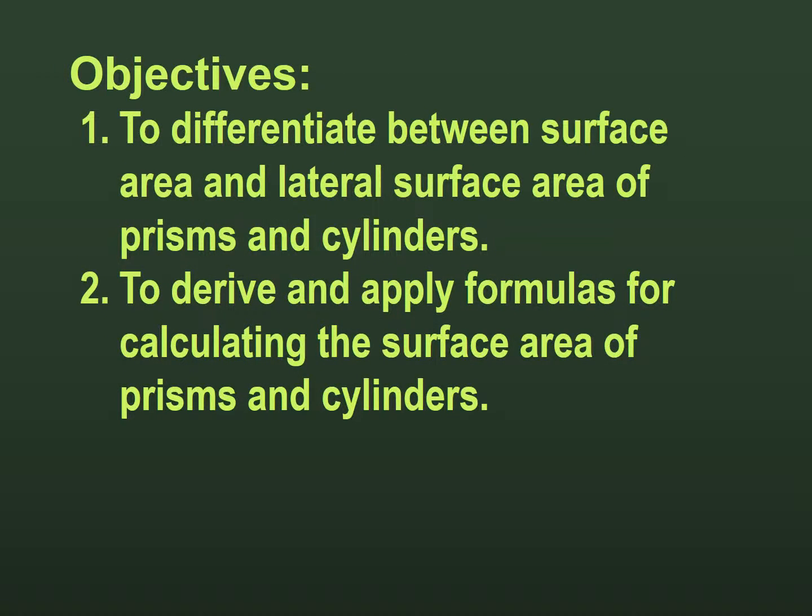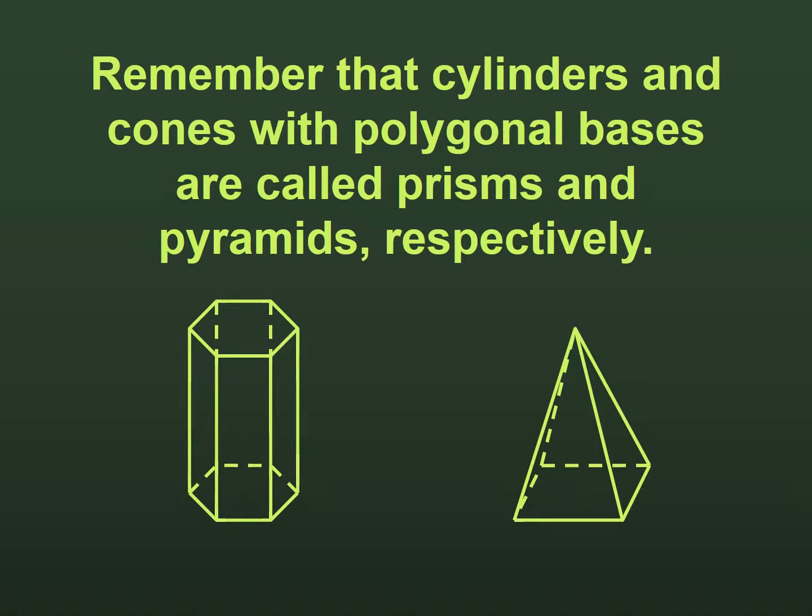So we're going to learn the difference between surface area and then lateral surface area. And then we're going to look at formulas that calculate surface areas of prisms and cylinders. So first of all, let's remember what the difference between prisms and cylinders are. Cylinders and cones are different because a cylinder is going to have the base appear twice, versus a cone, the base only appears once and it meets up to a vertex, okay?